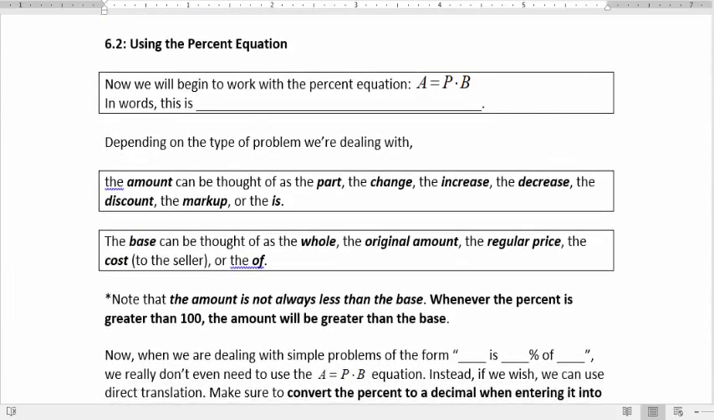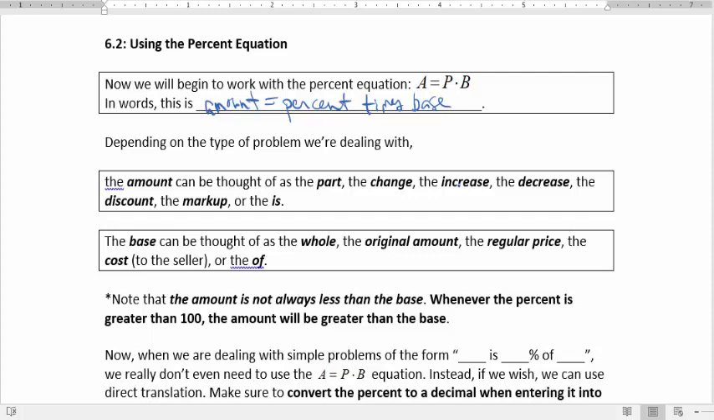All right. Now, if you don't want to do mental math, if you say that's a little too confusing for me, you can always just use this percent equation. This percent equation, A equals P times B, stands for amount equals percent times base, right? Amount equals percent times base. And it depends on the type of problem you're dealing with.